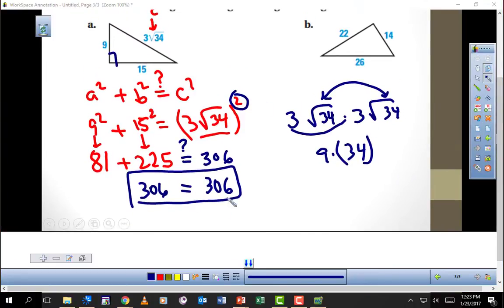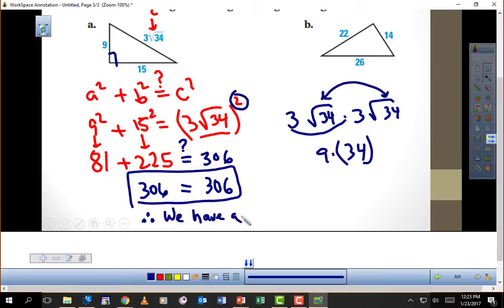So you make some sort of statement when you're doing your assignment. You say, therefore. This is the math symbol for therefore. It doesn't mean that you're in a game. Therefore, we have a right triangle. Does that make sense? Everybody good with that?